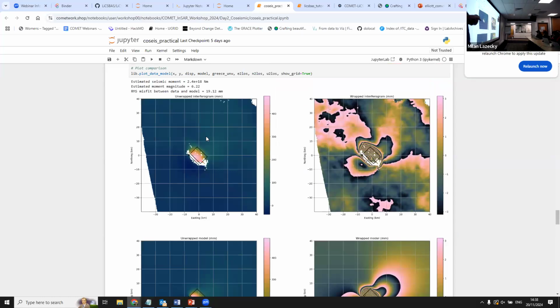One important bit of information is that this is an ascending frame, and by the Leeds convention, motion away from the satellite is positive. So that should give you some indication of what the mechanism should be.